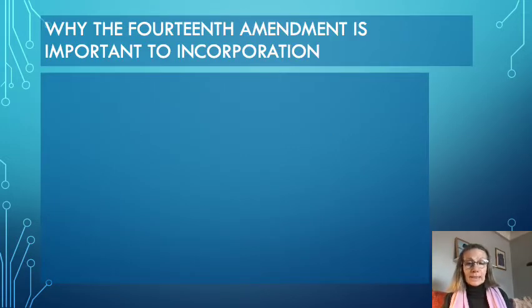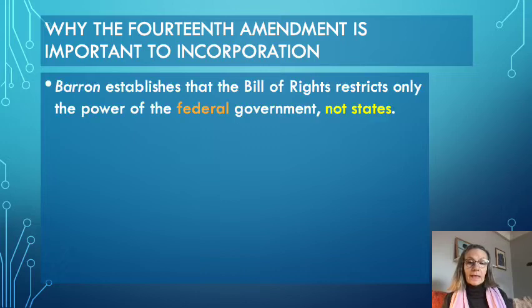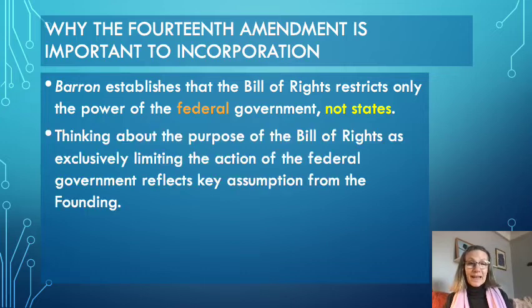Okay, so in the last lecture, we learned that coming out of the Barron versus Baltimore case, when it comes to the question of whether or not the Bill of Rights applies to the states, it was concluded that the Bill of Rights restricts only the powers of the federal government. It does not restrict the powers of the state government. In other words, the Bill of Rights only applies to the federal government, not the states.